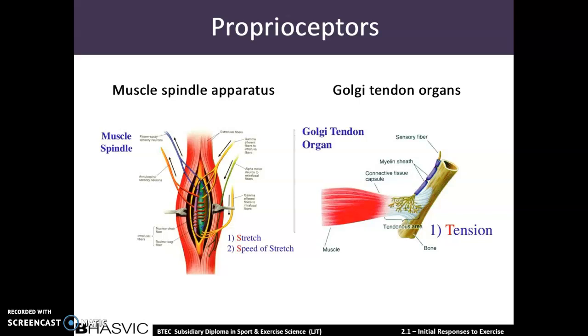In weights, the Golgi tendon organ is the sense organ that tells you how much tension is being exerted. If there is too much tension, the Golgi tendon organs will inhibit the muscle from creating any more force so that you don't injure yourself.